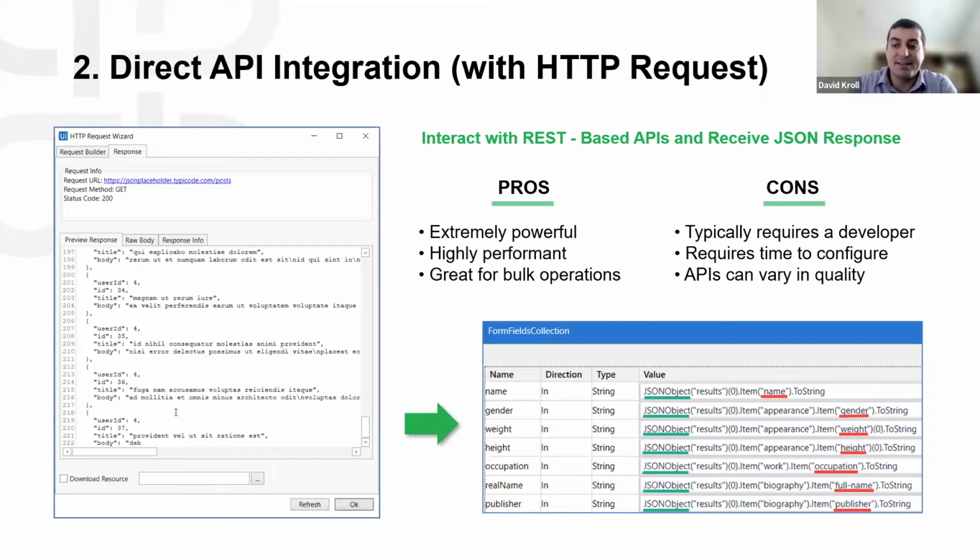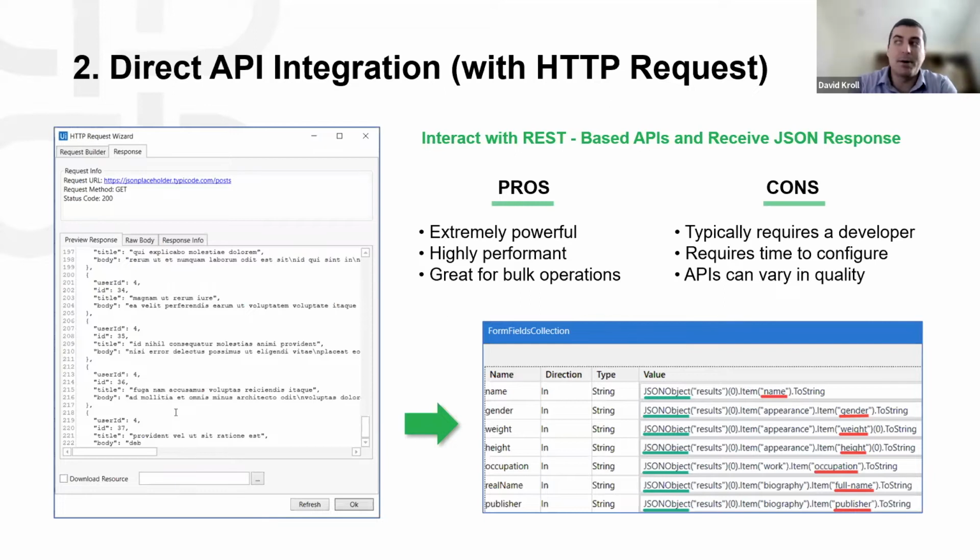On the left-hand side of the screen here, you can see an example HTTP request wizard with the response there kind of previewed, and how we might have to parse that out to get our desired data for things like name, gender, height, weight, occupation, and so forth.